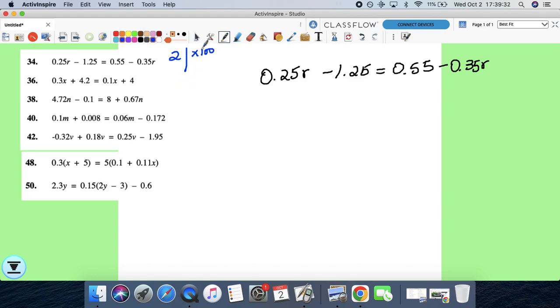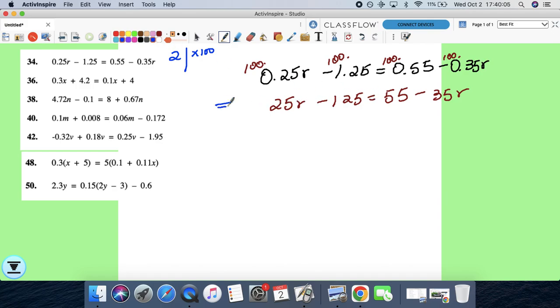everybody by 100. And if I multiply everybody by 100, I'm going to get them not to be decimals anymore. They're going to be nice integers. So over here, multiply this guy by 100, multiply this guy by 100, multiply this guy by 100, multiply this guy by 100. So 100 times 0.25 is 25r. This is going to be 125. This is going to be 55. And this is going to be 35r. No more decimals. I think life gets a little easier.